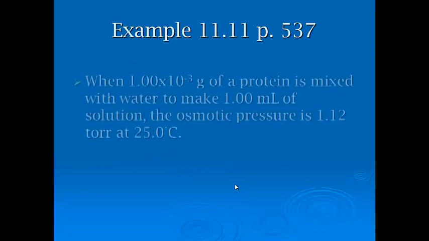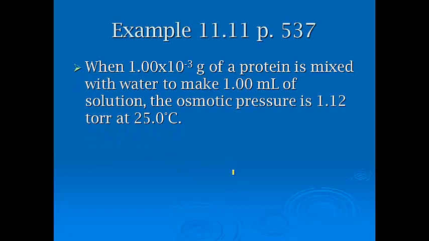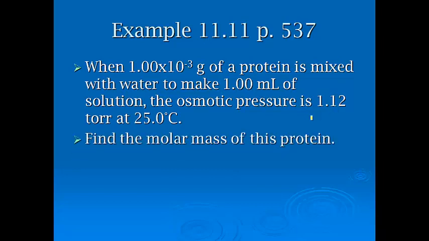T is the temperature in Kelvin. Okay, so for example, I've got 1.00 times 10 to the negative third grams of a protein mixed with water to make 100 mL of the solution. The osmotic pressure is 1.12 torr. Now we want to find the molar mass.